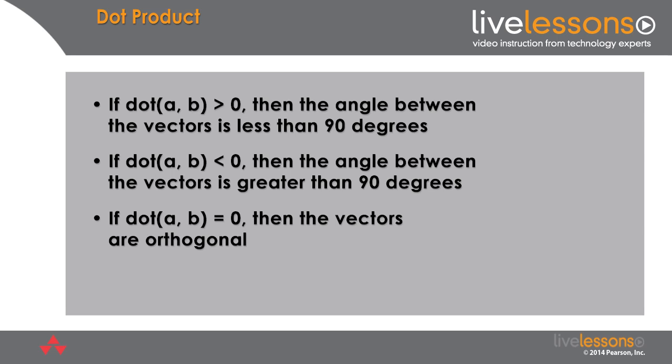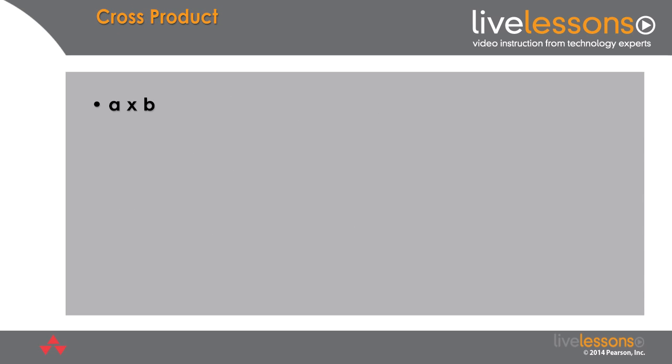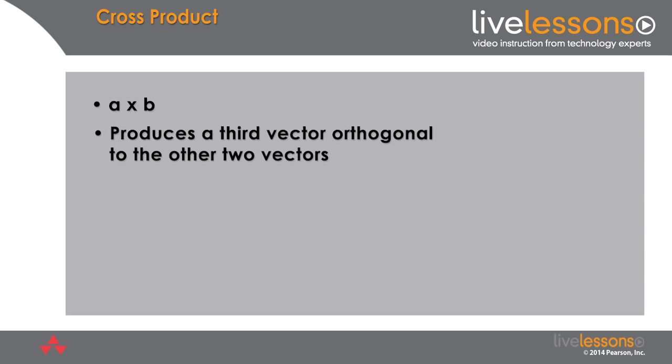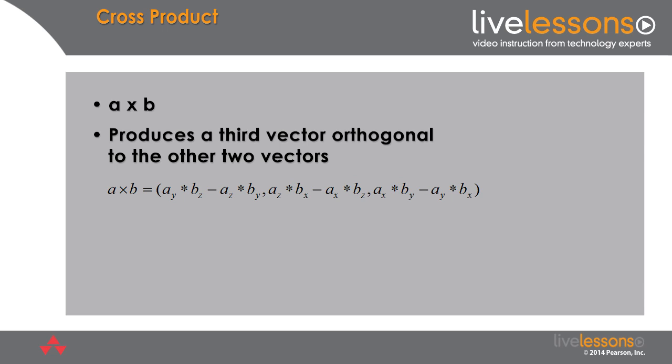As you'll see in coming lessons, the dot product has a variety of applications in computer graphics. For instance, the dot product can be used in lighting calculations to determine the angle between the surface and a light source. Another useful vector operation is the cross product. The cross product of two vectors produces a third vector, which is orthogonal to the other two vectors. The equation for cross product is as follows.